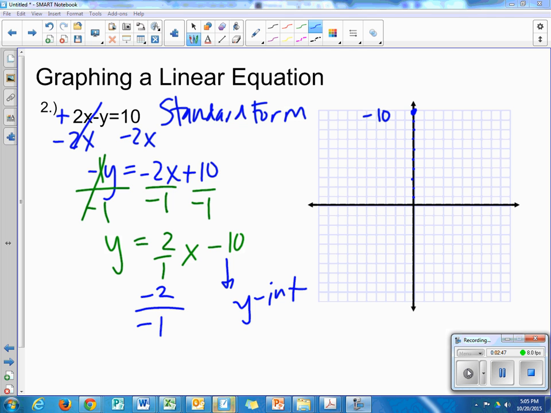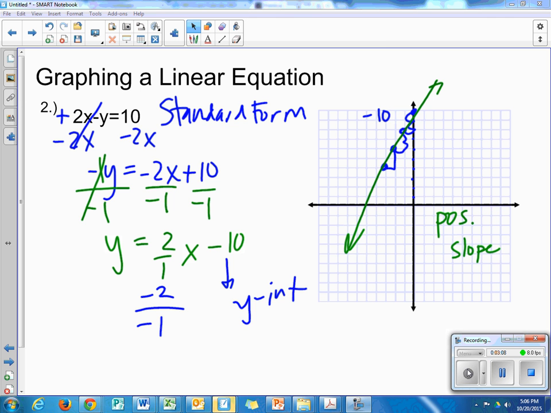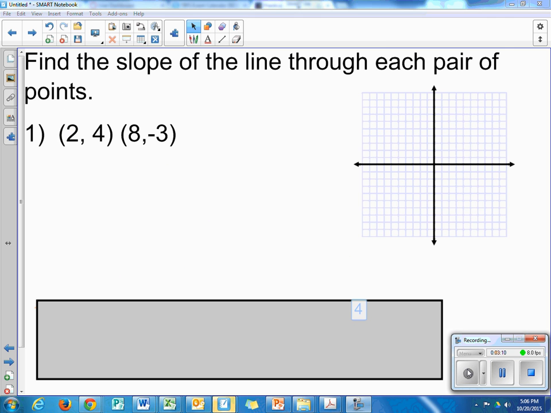So let's go down 2, 1, 2, then left 1. There we are. Down 2, then left 1. Down 2, left 1. So it's the same idea. Going all the way across, there we are. Same thing, same positive slope. So by now, I expect you all know how to graph linear equations. Let's see what the next one is.